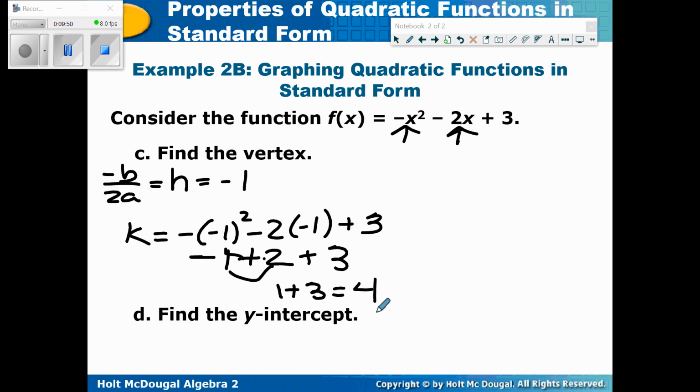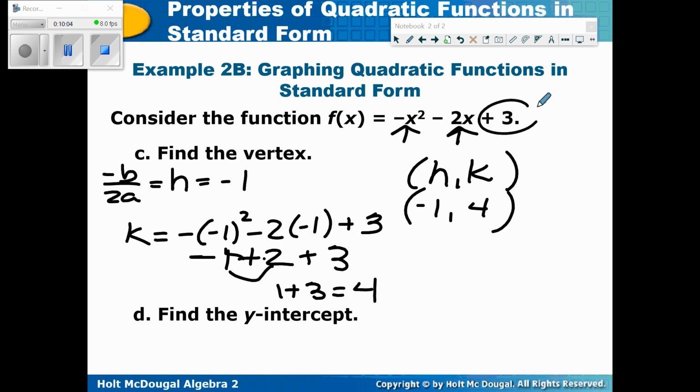So our vertex is HK, which is negative 1, positive 4. And our vertex is negative 1, positive 4. And the y-intercept is the C, which is 3.